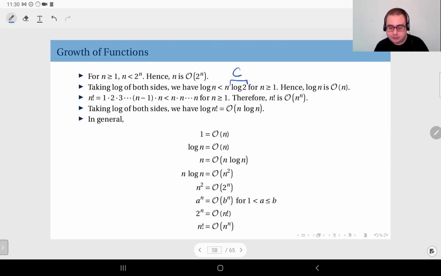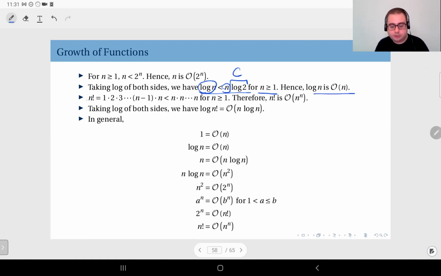And log of 2 here can serve as the constant c. Therefore, for n greater than or equal to 1, this inequality tells us that log n is big O of n. This means the function n upper bounds log n asymptotically as n goes to infinity.